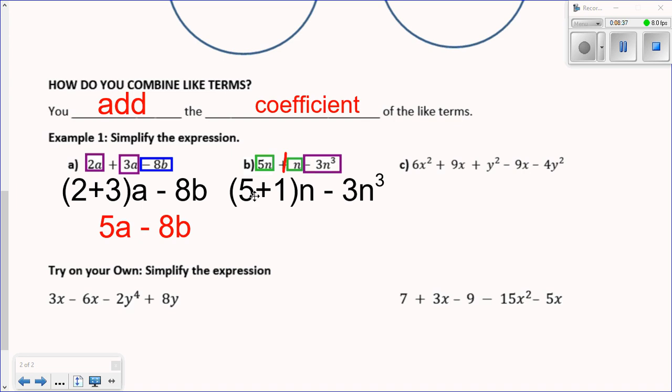So now I can simplify. 5 plus 1 really gives me 6 n's. So I had 5 n's here, 1 n here, minus the 3n cubed.